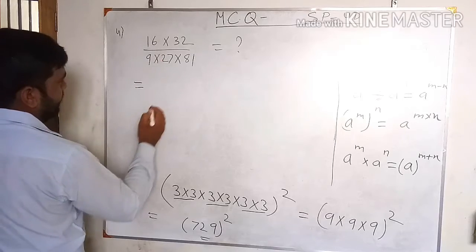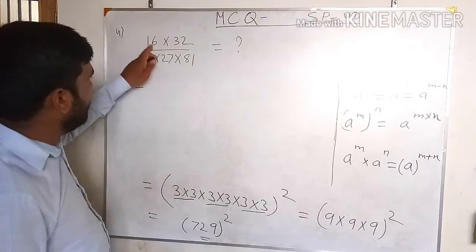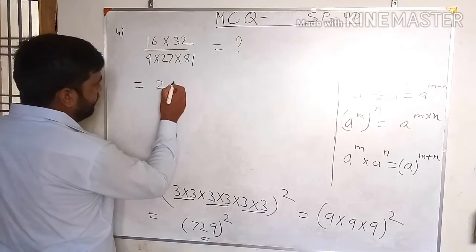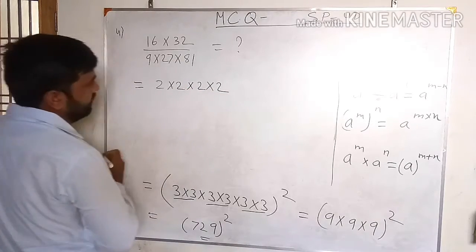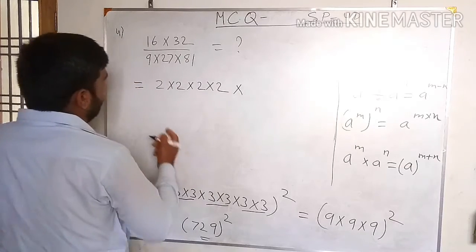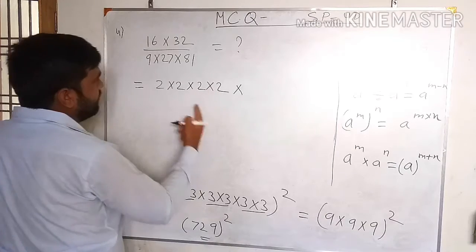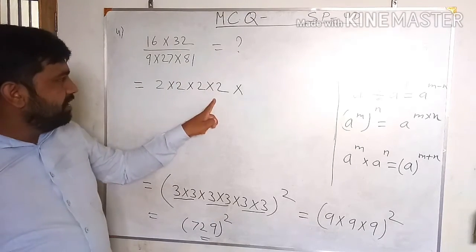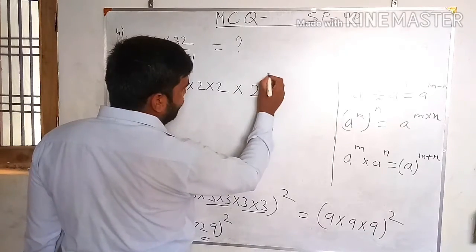We can write 16 as, if you find the prime factors of 16, you will get 2 multiply 2 multiply 2 multiply 2. So in the place of 16 you can write 2 to the power 4. And in the place of 32 you can write 2 five times. So 2 to the power 4 value is 16. Similarly in the place of 32 you can write 2 to the power 5. If you multiply 16 with 2 you will get 32.